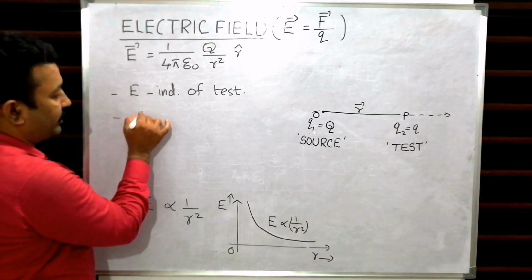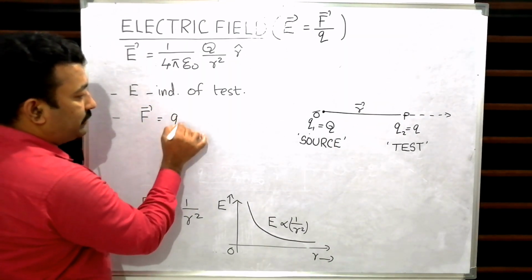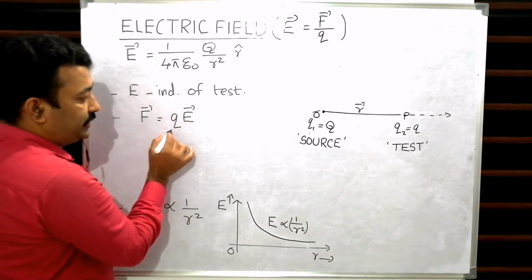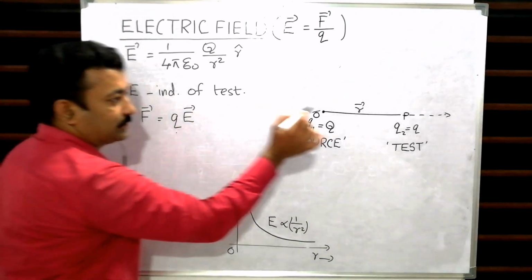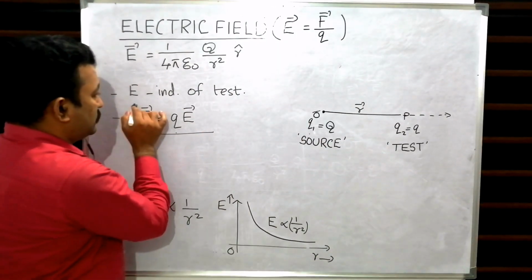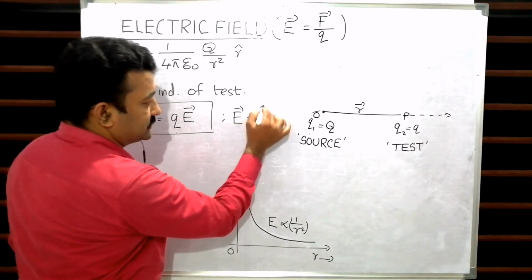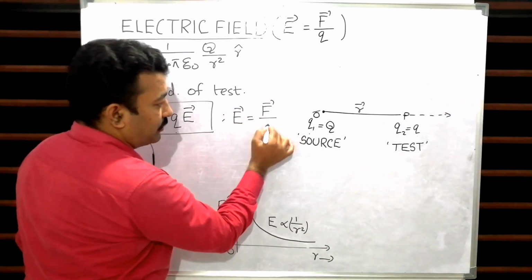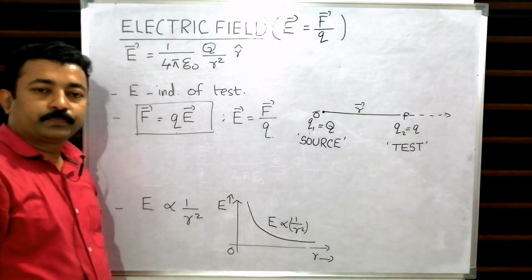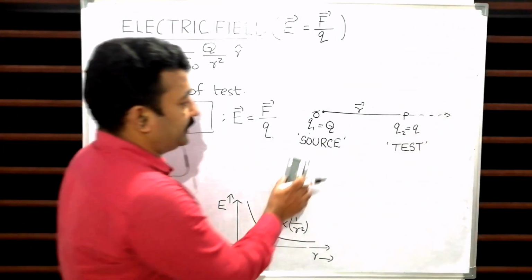What is the second equation I can write? We can write F is equal to Q times E. That is the force experienced by a charge Q placed at the point P can be expressed as F is equal to QE, or E can be expressed as F divided by Q. That's the second observation.